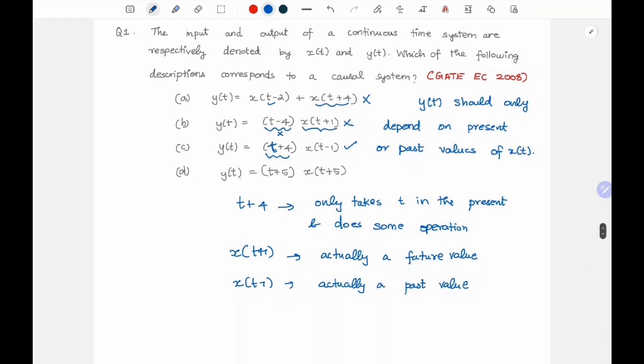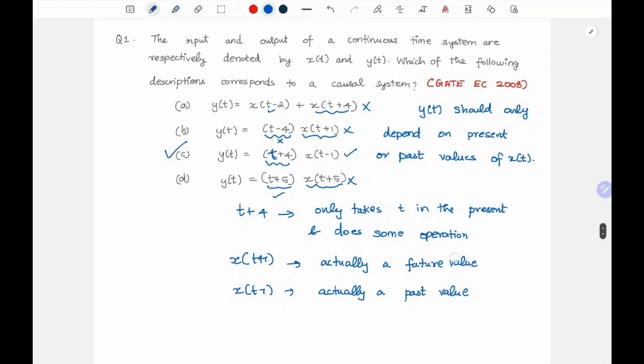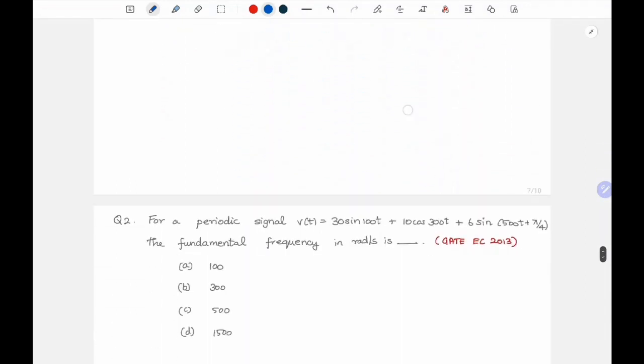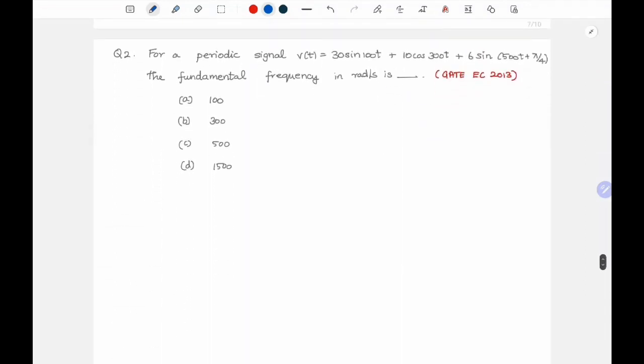Okay, now let's also check the final option. Y of t is equal to t plus 5. So this is fine. But x of t plus 5, this is not fine, right? So the only option is option C, which is the causal system. Okay. Moving on. Second question.